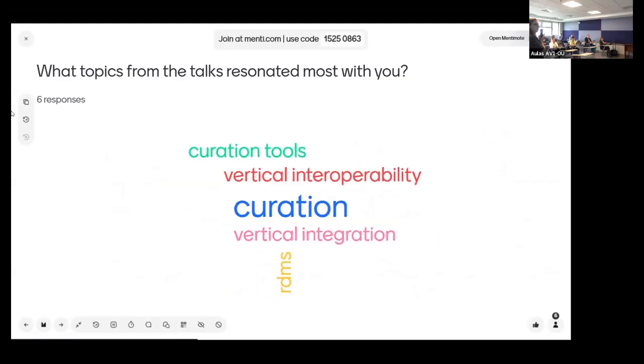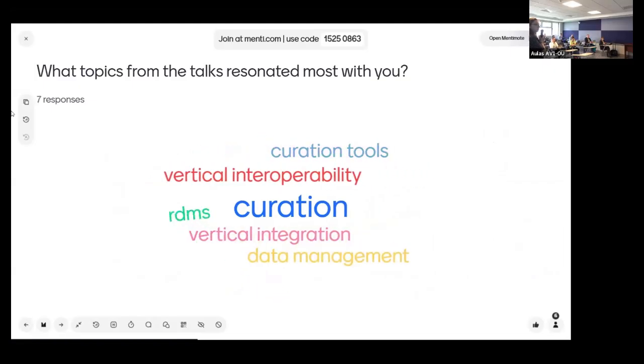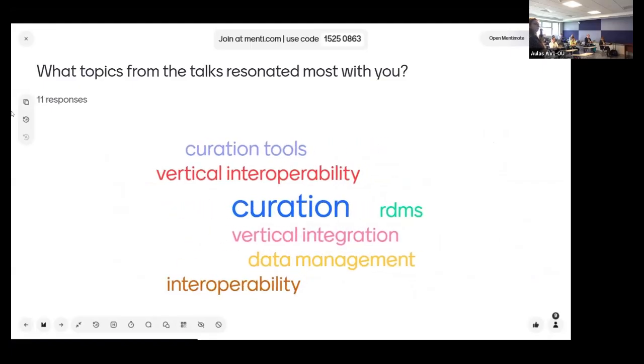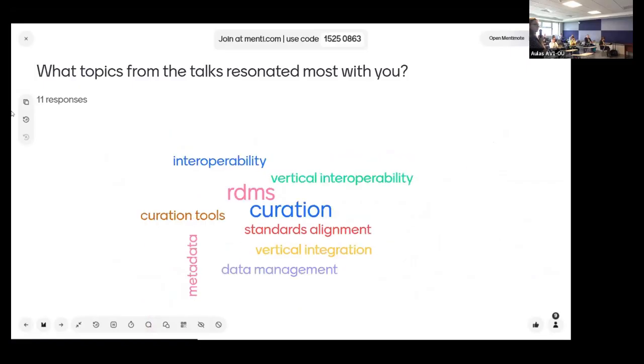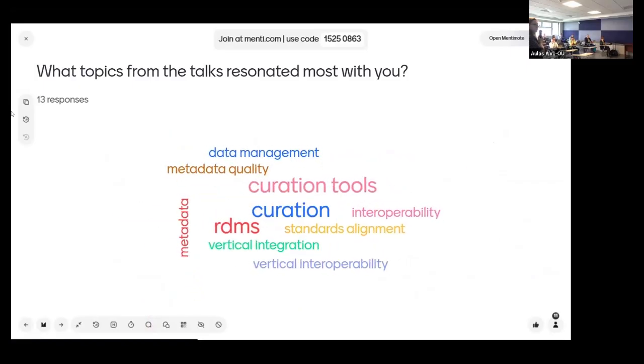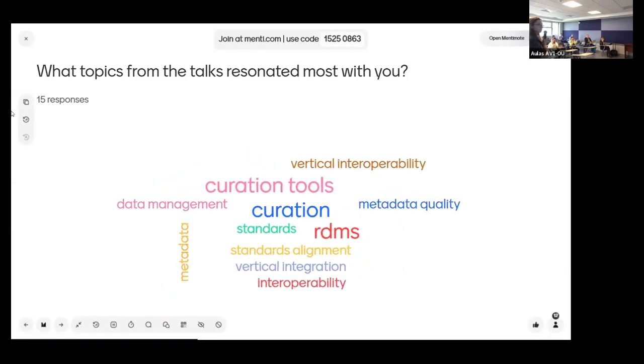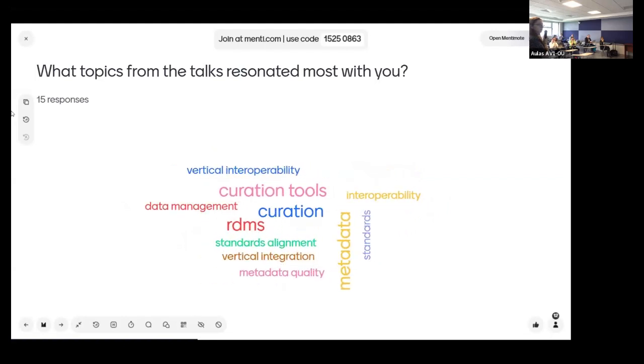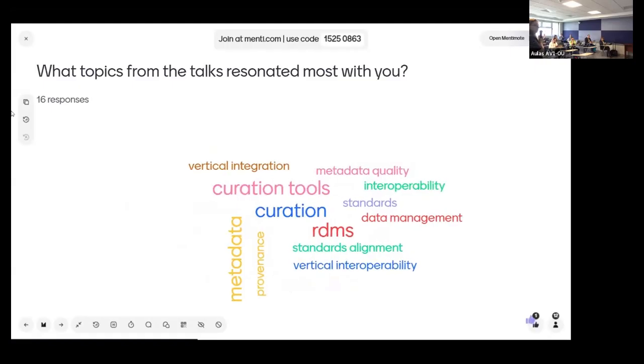Let's see if there's any more. Okay, curation tools, data management and curation and metadata and interoperability. That's good. We like to see it. Standards as well. Okay. Let's wait a little bit more if we get any more. Provenance, yeah, that's a big one. Cool. All right, I think I'll do the next one.